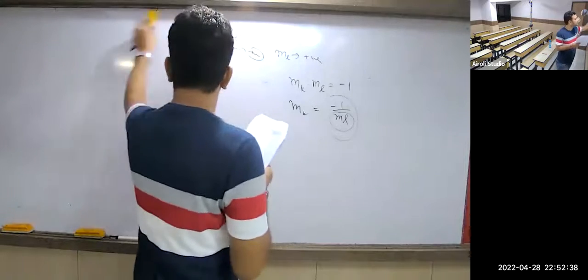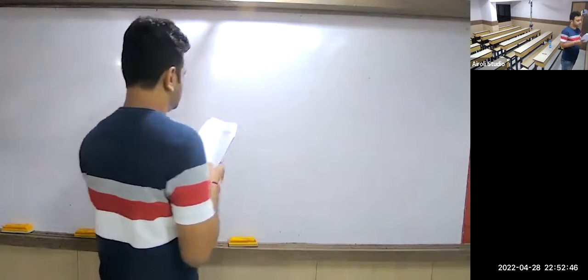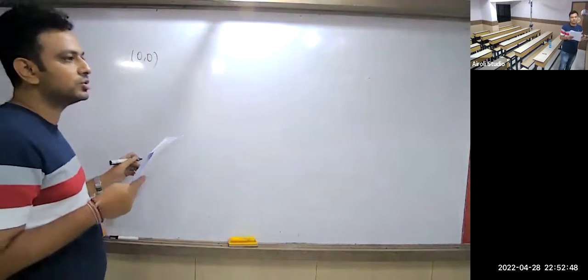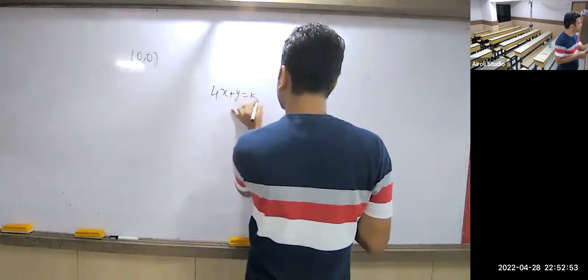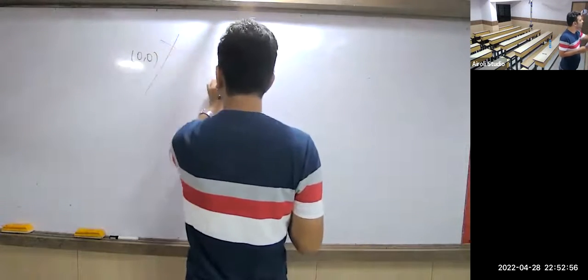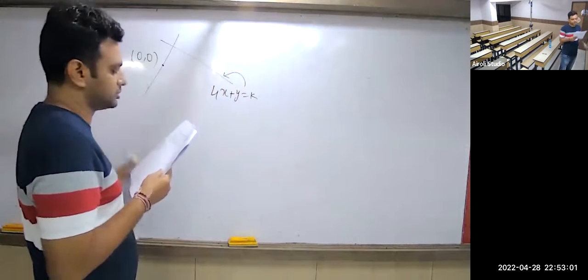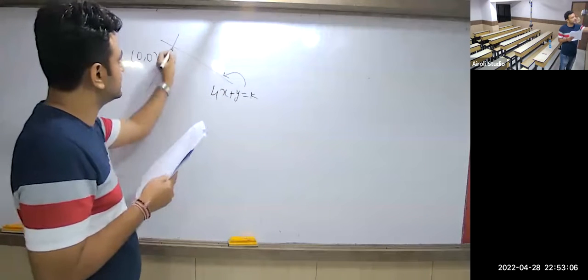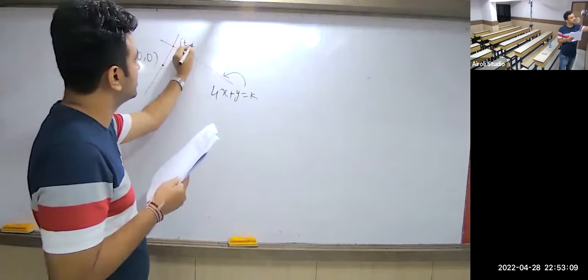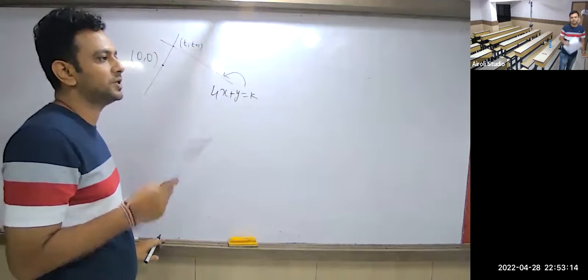Next question number 12. We have one line which is passing through origin. So that means the line is passing through 0, 0 and is perpendicular to the given line. So we have one line 4x plus y equals to k. Let's say this line is perpendicular to this line. So this line is this, and this is passing through origin. If two lines intersect at a point, its intersection point is given as t, t plus 1. What is the value of t?